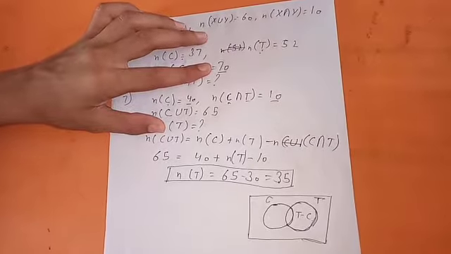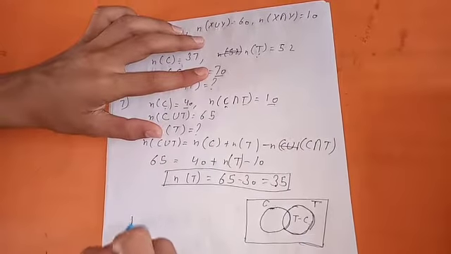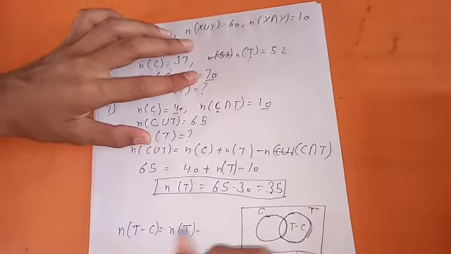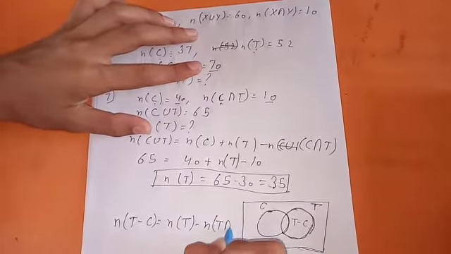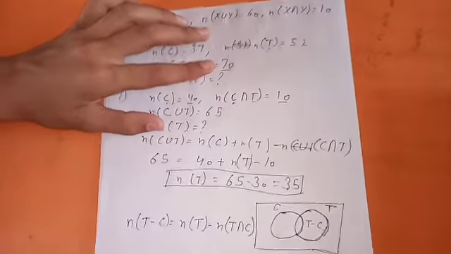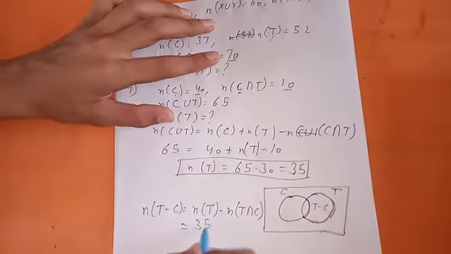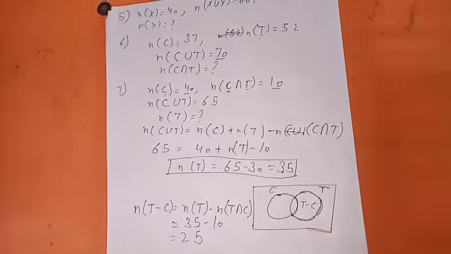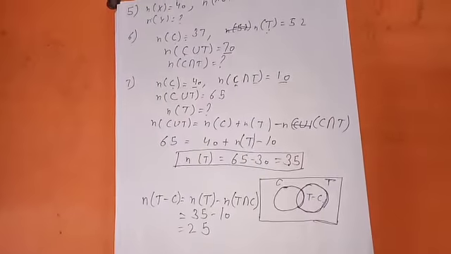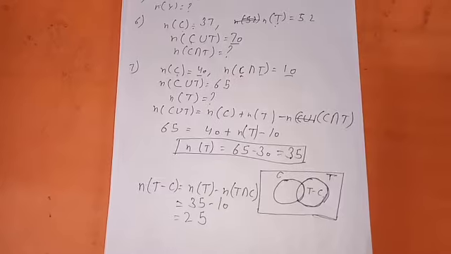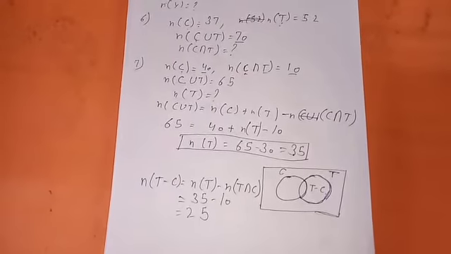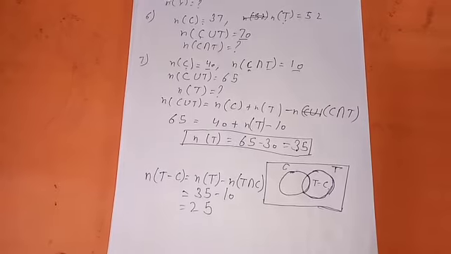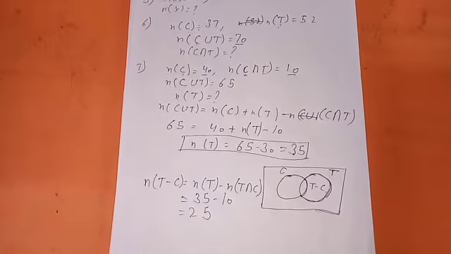And how can we find this? We find n of T minus C by n of T minus n of T intersection C. n of T we have found to be 35, and this is given to us as 10, so it is 25. So 25 people like only tennis, they do not like cricket. I hope you understood this question.